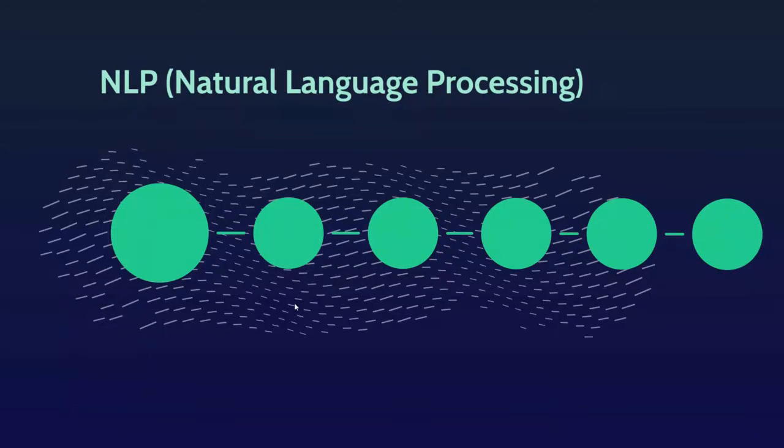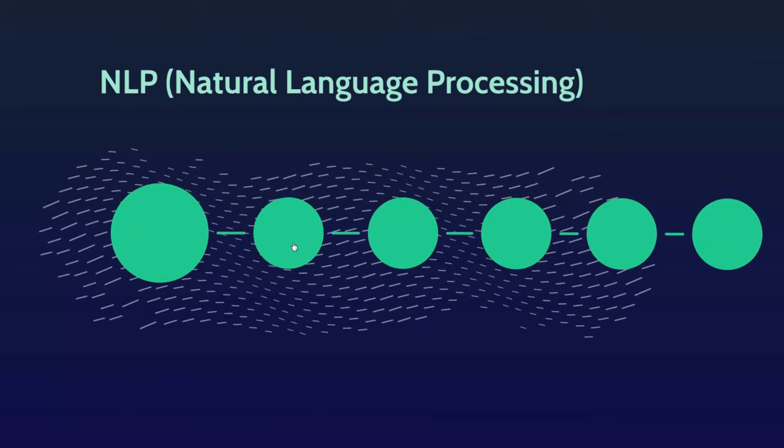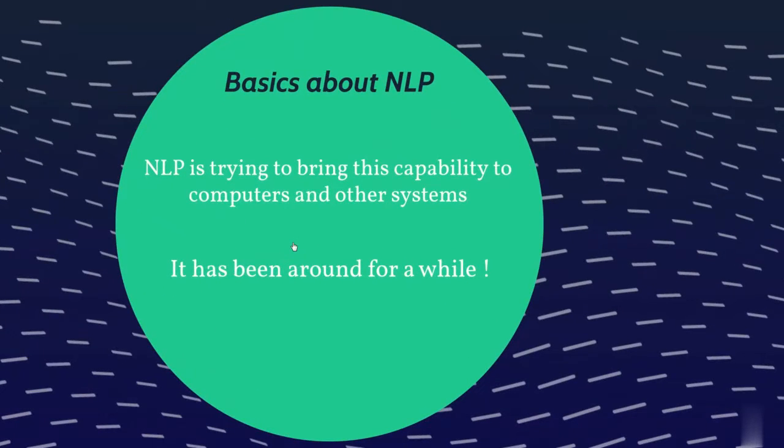In this video, let's take a look at NLP, Natural Language Processing, what it is, the sub processes, the tech involved, and the way forward. Now, if you think about it, the fundamental advantage for humans is the ability to understand, interpret, process language, and to be able to respond as required. Now, if computers have to become intelligent, then it has to master language, not one, but many. Now, this is where NLP comes into the picture. NLP is trying to bring this capability to computers and other systems.